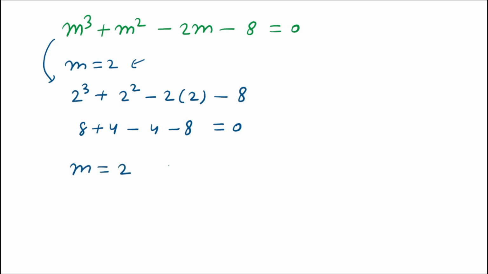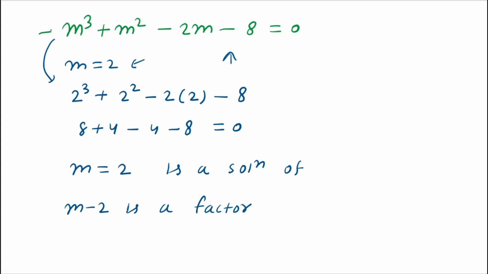m = 2 is a solution of this cubic equation. So that's why m minus 2 is a factor. Now factorize this cubic. We have m^3 + m^2 - 2m - 8 = 0.